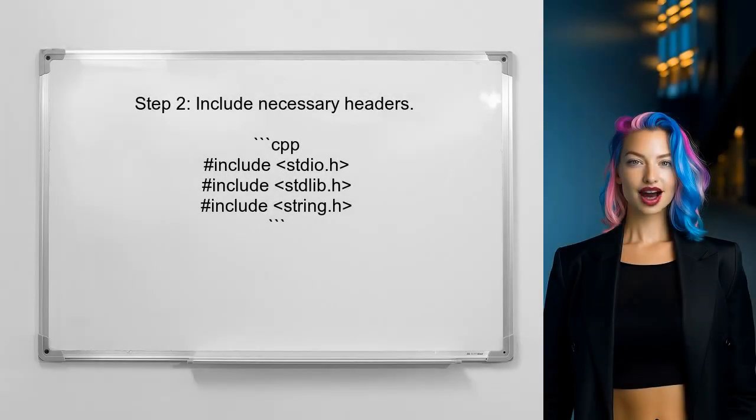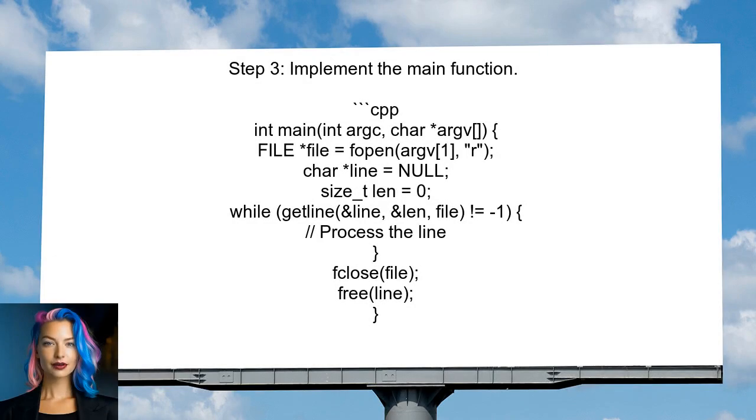Next, the user should include the necessary headers in their C++ program. This includes the standard input-output header and the standard library header for handling strings. Now the user can implement the main function. Inside this function, they will open the file and use a loop to read each line until the end of the file is reached. The getline function will handle the reading.